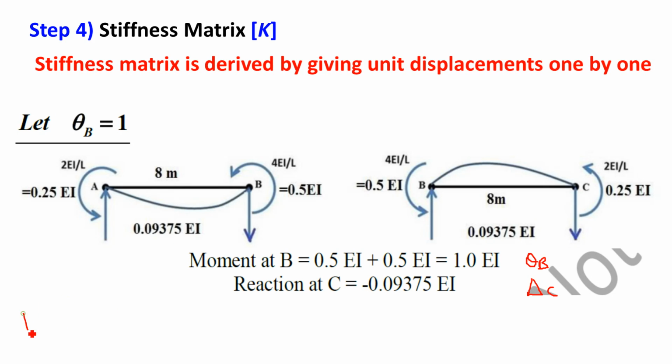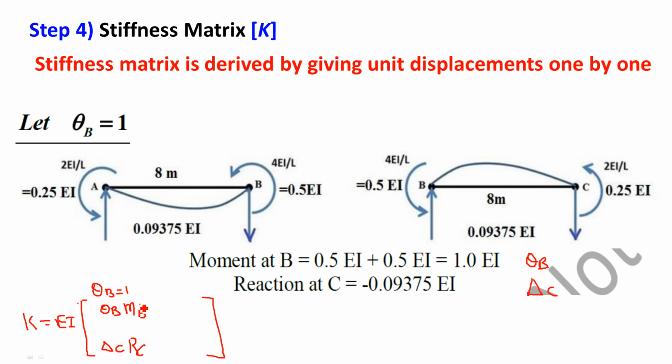We know that this first figure, theta B equal to 1, will give you the first column of the stiffness matrix. In the stiffness matrix, the first element of the first column corresponds to the first unknown, theta B, and the second element corresponds to the second unknown, delta C. So what is the action corresponding to theta B? It is the moment at B, and the action corresponding to delta C is the reaction at C.